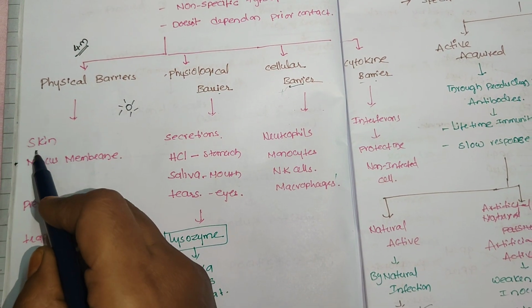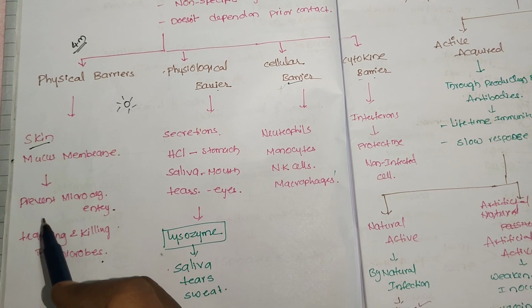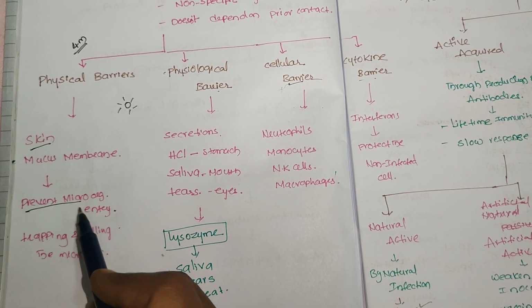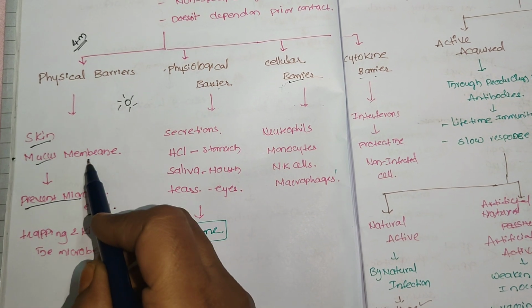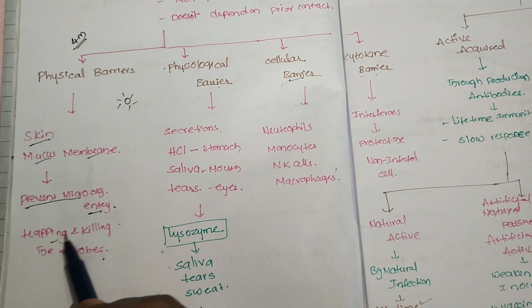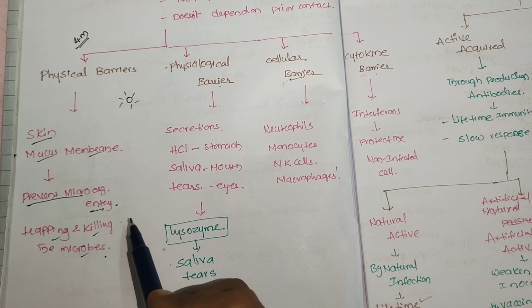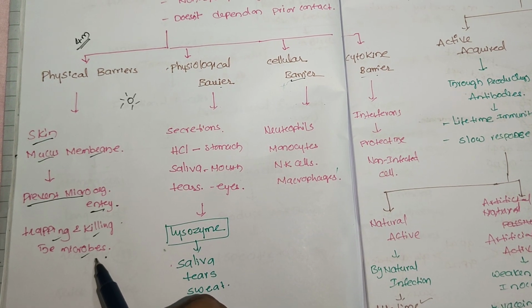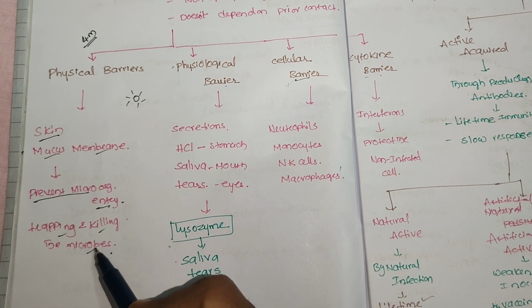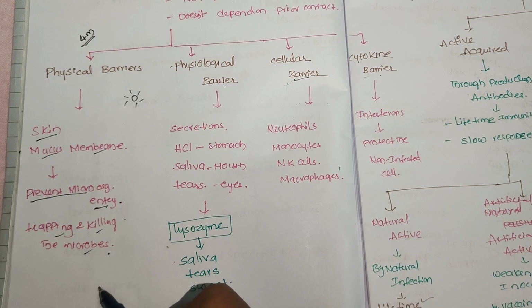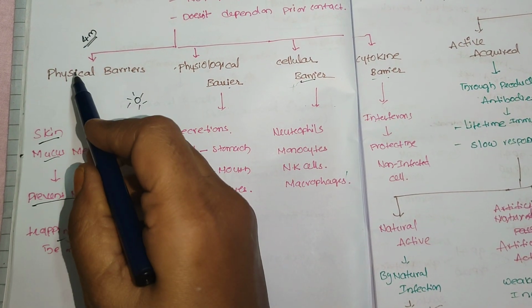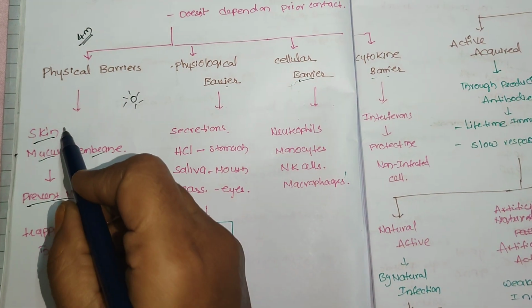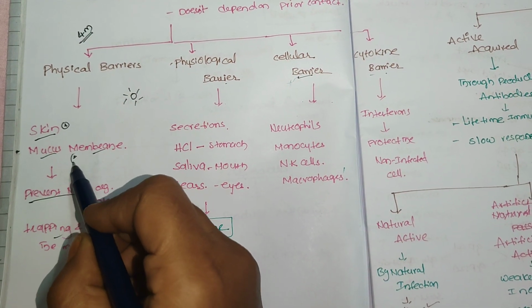Skin is the largest organ in our body, and it protects against the entry of organisms. The mucous membrane traps and kills the microbes. For example, in the nostrils we have mucus secretions, and in the gut also there are mucus secretions. That will trap and kill the microbes. So this is the physical barrier: first skin, then mucous membrane.